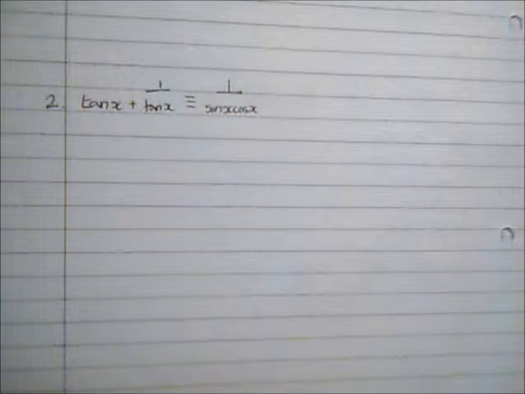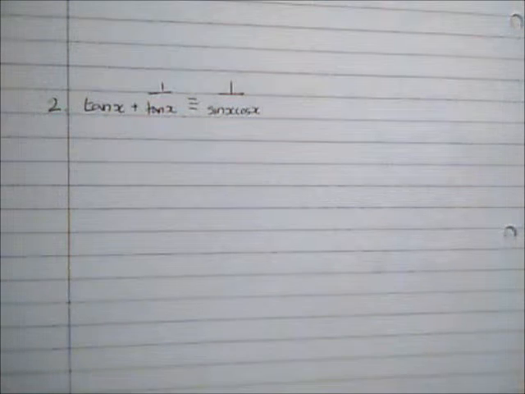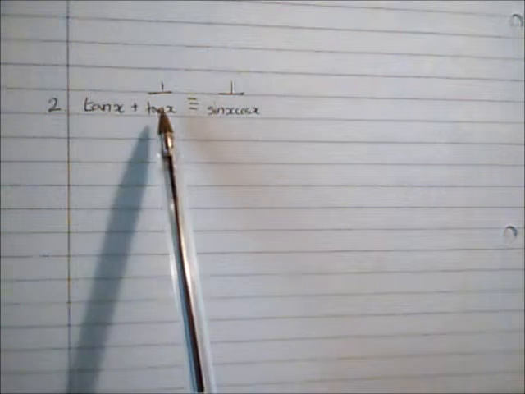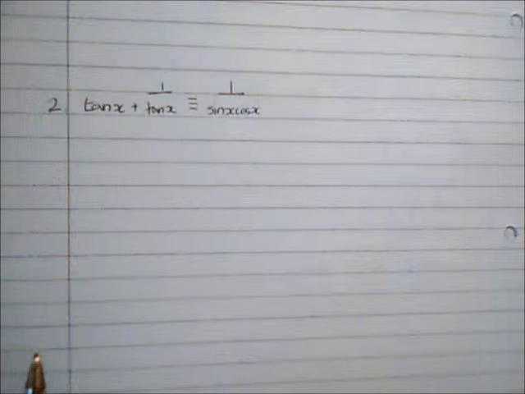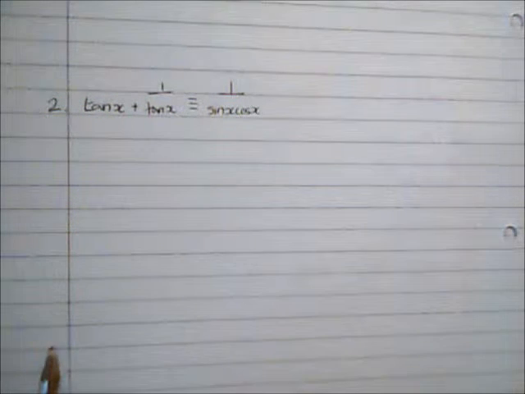Okay, so this second example, we're trying to show that tan x plus 1 over tan x is equivalent to 1 over sine x cos x. So the fact that this is given in terms of tan and this is given in terms of sine and cosine suggests that we're going to have to use the identity that tan x is equal to sine x over cos x.